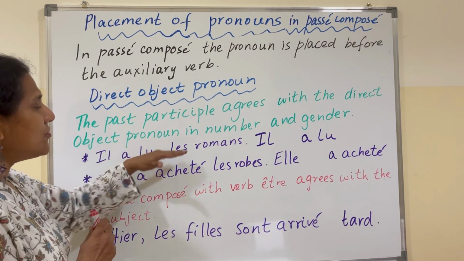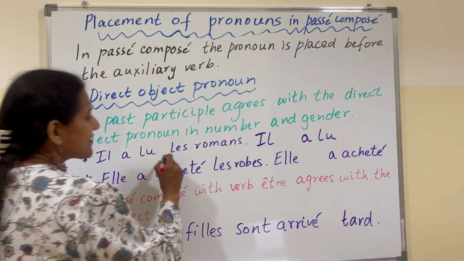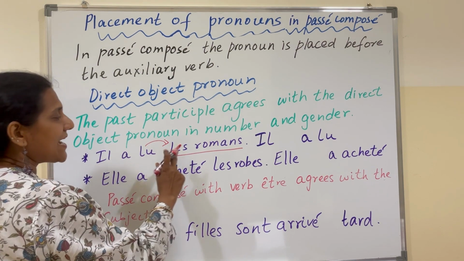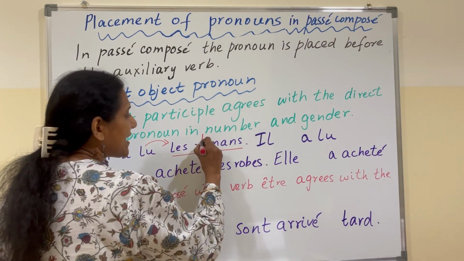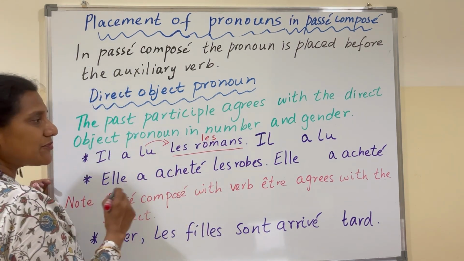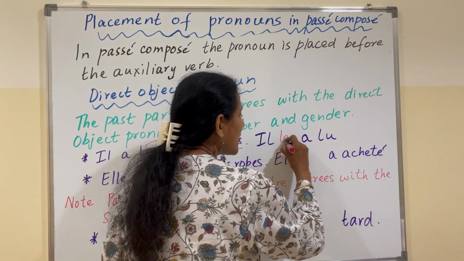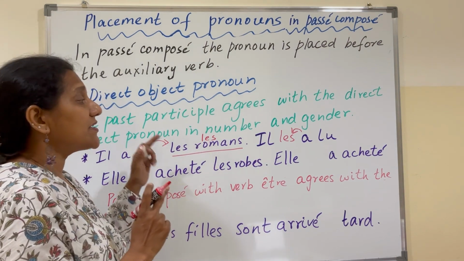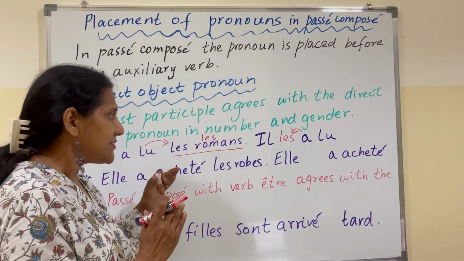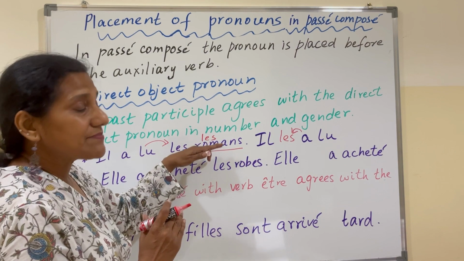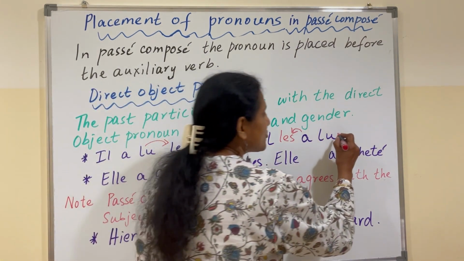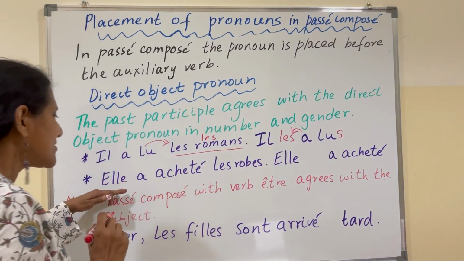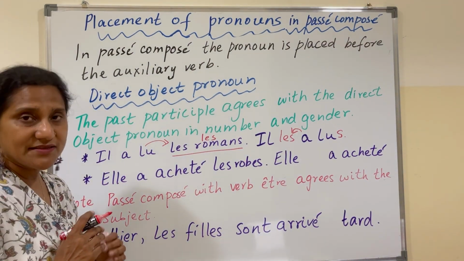Il a lu les romans. Now this is a direct object, we know, because it's directly following the verb. And les romans will be replaced by les. Where am I supposed to place it? Before the auxiliary verb, but because this is a direct object, there's going to be a direct object agreement. Now, roman is masculine and plural, so I need to add an S here. Il les a lus. Now, let's look at another example to understand this better.